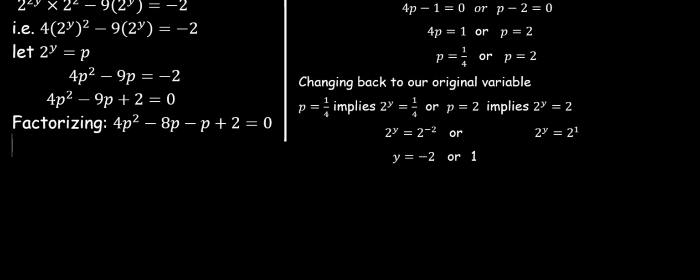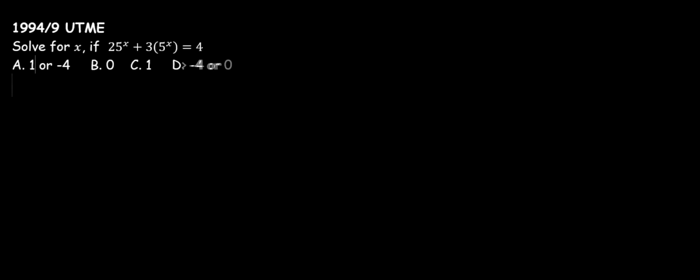Another example. Solve for x if 25 raised to power x plus 3 times (5 raised to power x) is equal to 4. The options are given. A, 1 or minus 4. B, 0. C, 1. D, minus 4 or 0. Solution. Expressing the terms on the left hand side in the smallest base, that is 5 raised to power x.